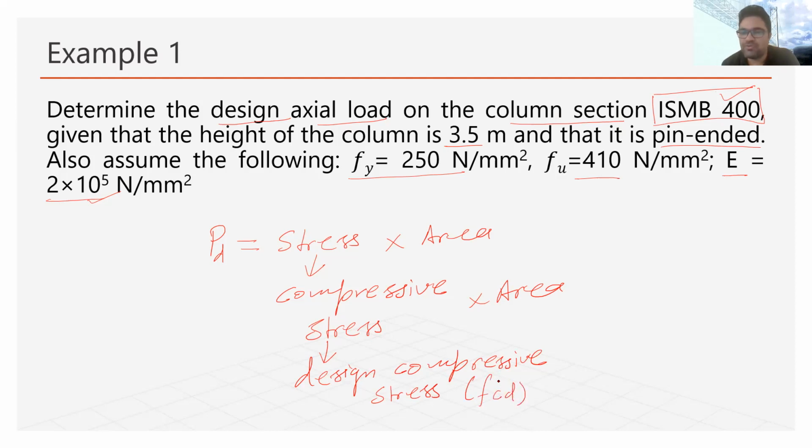I have explained how we find this FCD value in the previous lecture. And this area is the area of cross section of the I section. So we have to find this stress, and then multiply it with the cross sectional area of this ISMB. Once we get the value of stress, we will be able to identify the design strength of this column section. So our main focus is to find this stress value. This stress value depends on the slenderness ratio, the buckling class, and other parameters. So we will see that.